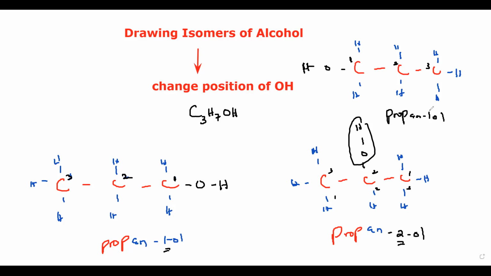If you want to draw isomers of alkane, you make a straight chain and branch. If you want to draw isomers of alkene, you change the position of the double bond. If you want to draw an isomer of alcohol, you change the position of OH. Is it clear how to draw an isomer of alcohol? So numbering the carbon atoms, numbering should always start from the nearest OH. So it depends on which carbon is having it.